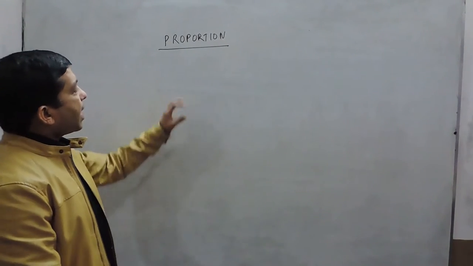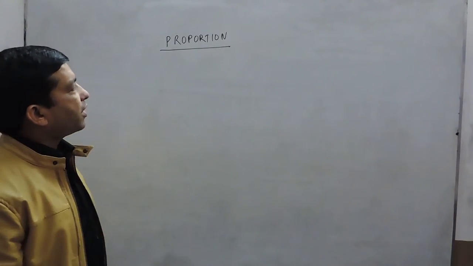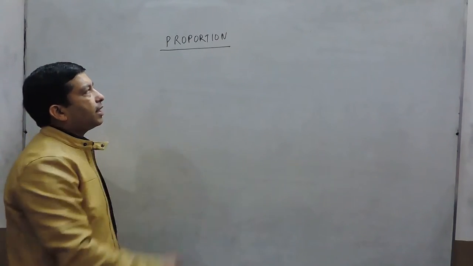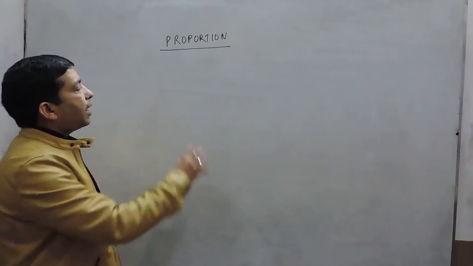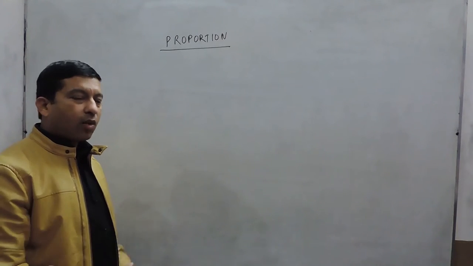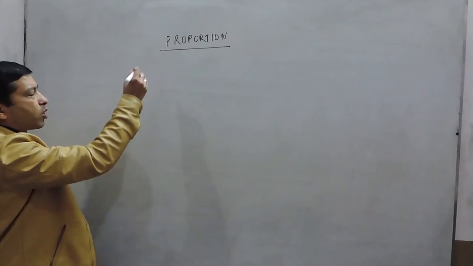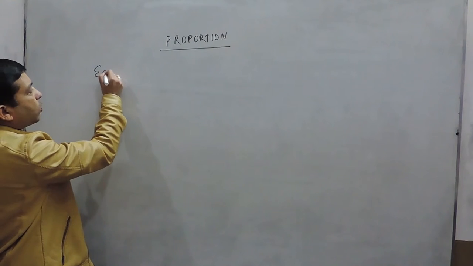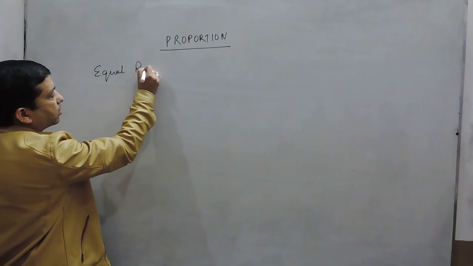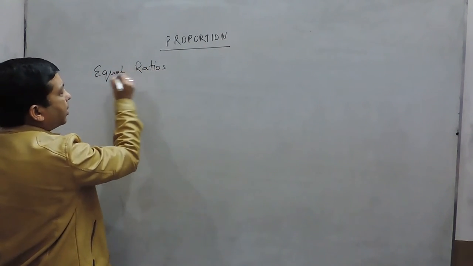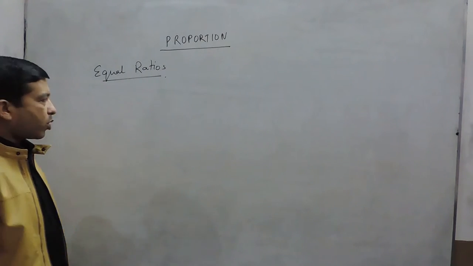Hello everyone. As we discussed the ratio in the first video, here we are discussing proportion. Actually, ratio and proportion are one and the same topic. Proportion is basically for equal ratios. When two ratios are equal, they are known as a proportion.